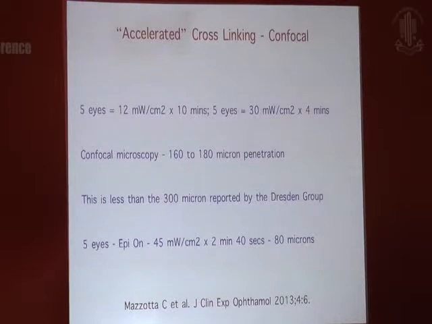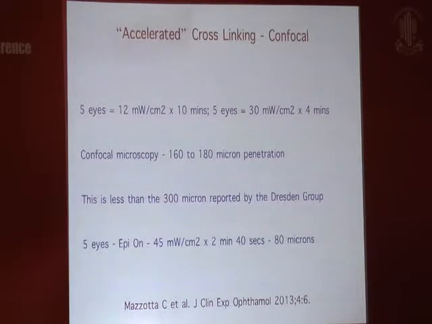If you look at the confocal evidence of what happens in the cornea following such a treatment, in 5 eyes which were treated for 10 minutes with 12 milliwatts and another 5 eyes which were treated for 4 minutes with 30 milliwatts, confocal microscopy revealed a depth of penetration of these changes of about 160 to 180 microns. Now, if you look at the original Dresden protocol treated eyes, the depth of penetration is 300 microns. But again, most people tend to believe that a 180 micron penetration should be good enough for clinical cross-linking and corneal rigidity improvement.